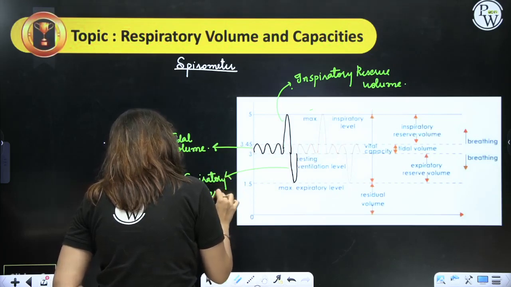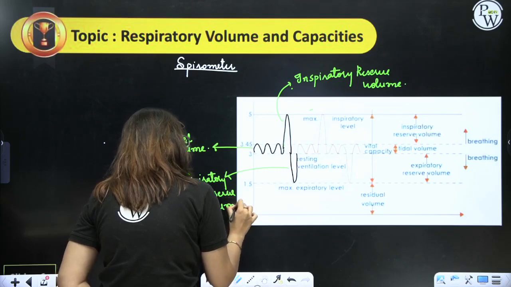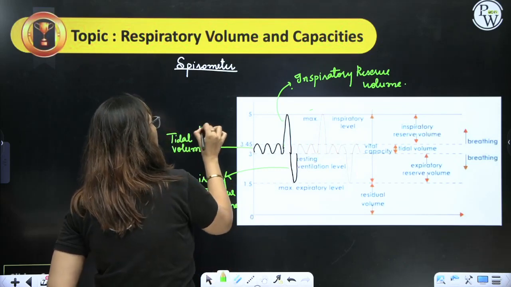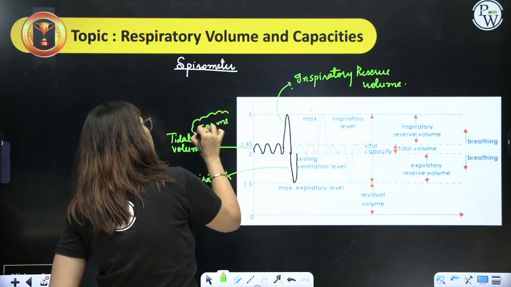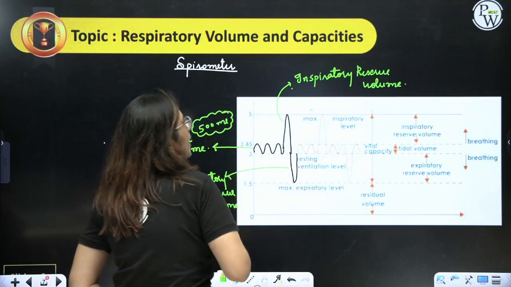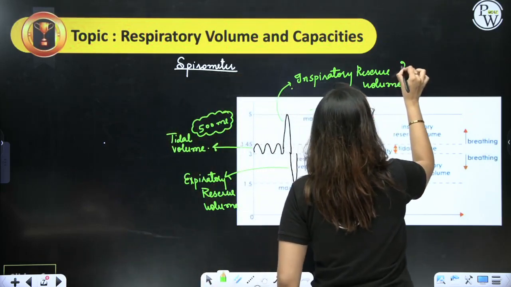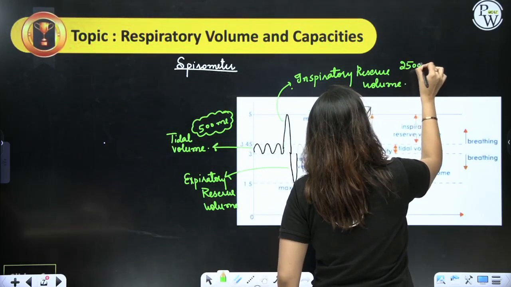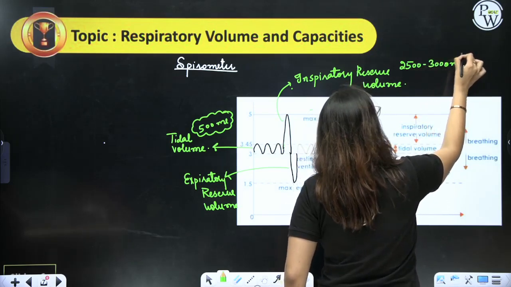Expiratory reserve volume. What is your tidal volume? Almost 500 ml, 500 to 550. What is the inspiratory reserve volume? 2500 to 3000 ml.